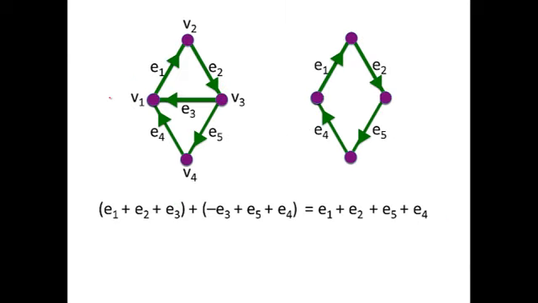Note that this makes sense when adding cycles. When I add these two cycles, the edge E3 will cancel out. So when I add the cycle E1 plus E2 plus E3 to the cycle minus E3 plus E5 plus E4, then I get cancellation of E3, both in the picture because I travel along E3 in both directions, as well as algebraically. So I now have the cycle E1 plus E2 plus E5 plus E4.